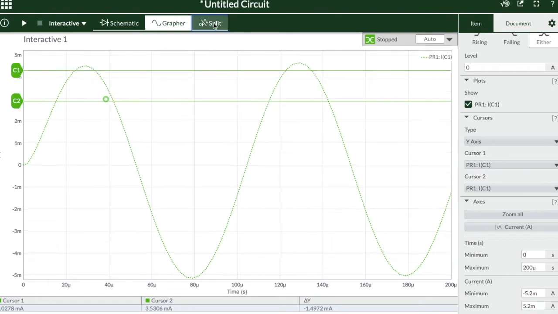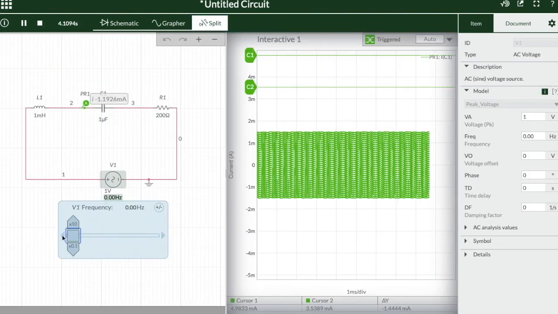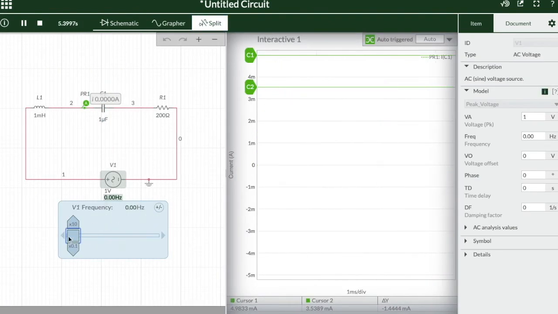Let's come to split mode, run the simulation. Let's change the frequency from a very low value. Let's go on increasing it, observing the amplitude of current.